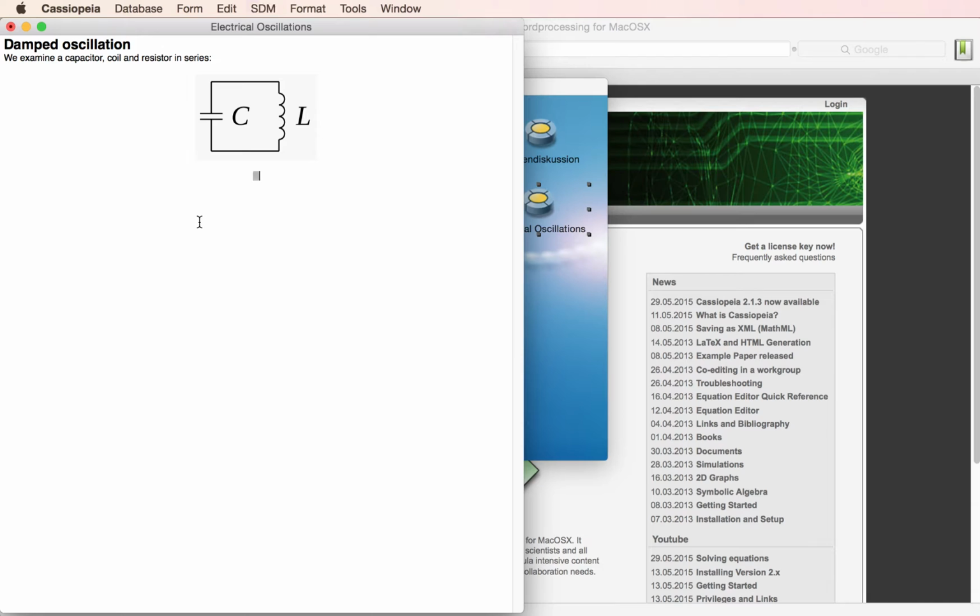The cap is defined by C equals Q over U, where Q is the charge on the cap and U the voltage to which a cap is charged. We can rearrange this like so. U_C is Q over C. The next component is the coil. The voltage over the coil is given by Faraday's law.